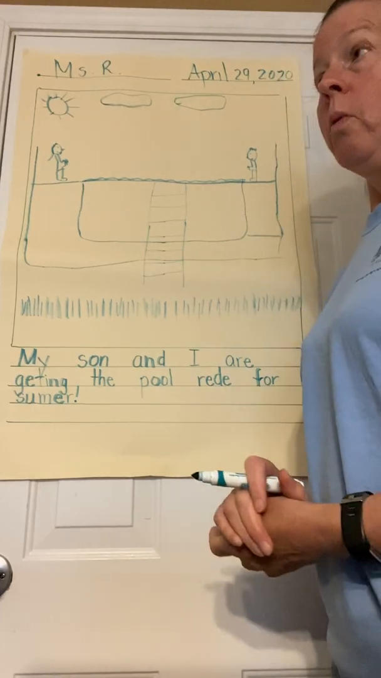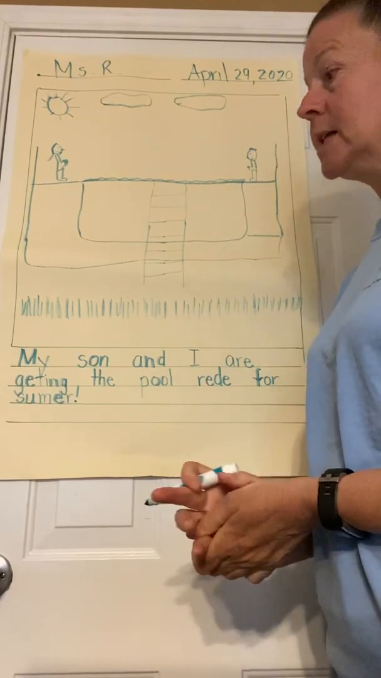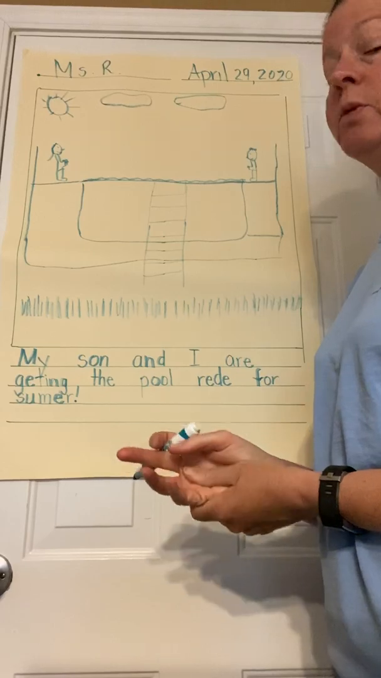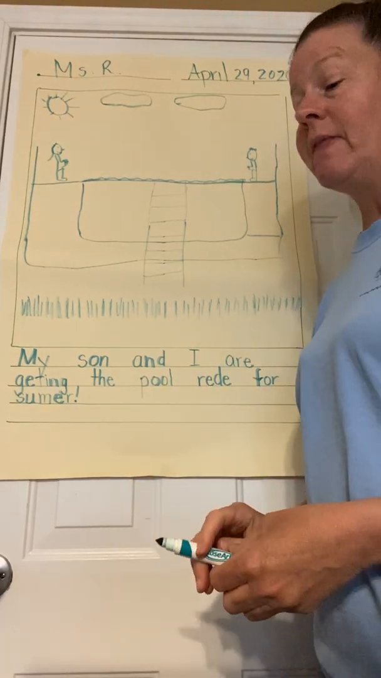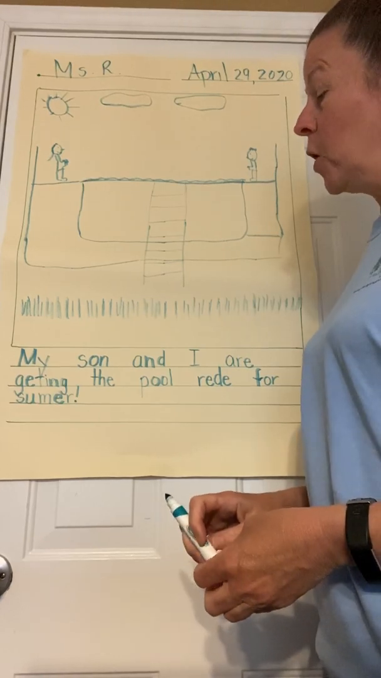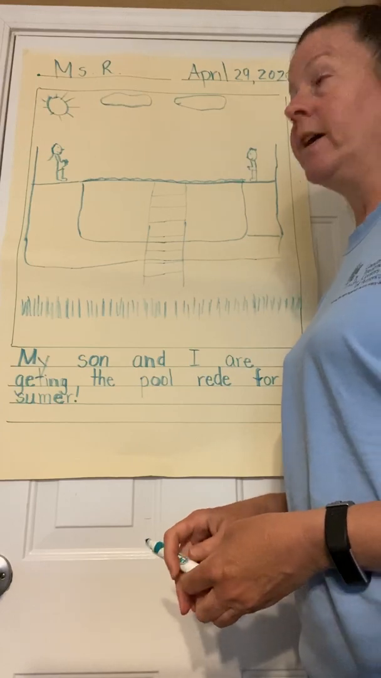Now, what we would typically do is go ahead and write a second sentence, but I'm running out of time. So if you think about something that you would want to write about and you would write more than one sentence, that would be super smart. I'm going to go ahead and write a second sentence while I'm working on this by myself.